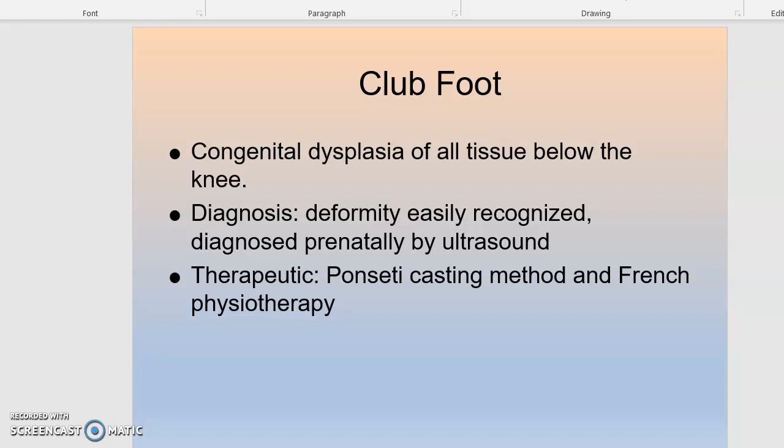The Ponseti casting method and the French physiotherapy method greatly decrease the need for extensive surgery in these patients. The French physiotherapy method involves daily sequential stretching, strengthening, and mobilization of the foot, followed by taping and splinting to allow for gradual correction of the deformity.